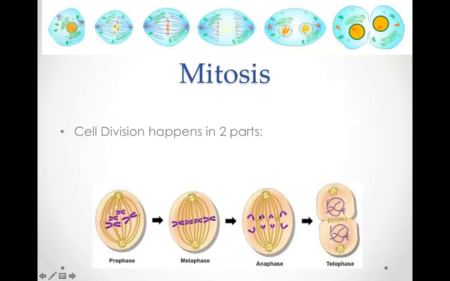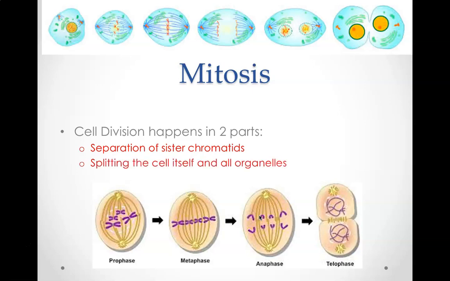All right. Now let's talk about mitosis. So cell division in general happens in two parts. We've got the separation of sister chromatids. So we have the actual genetic material being separated into two new cells. And that is what mitosis is. And then we also have the splitting of the cell itself and all its organelles.